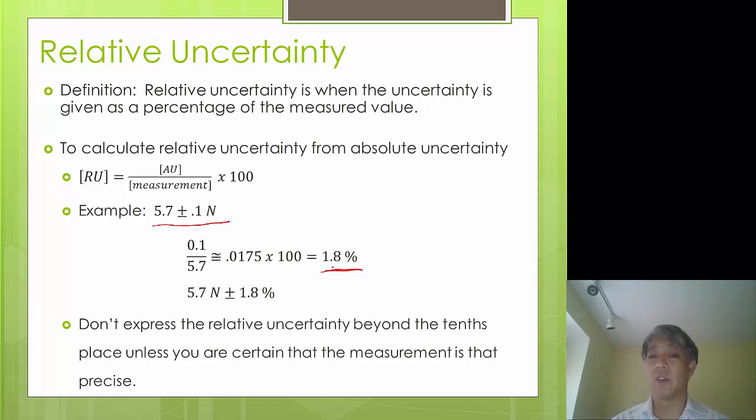Don't bother expressing your relative uncertainty beyond the tenths place. Okay, the equipment that we're using is just not that precise. Leave it at about the tenths place or 2 significant digits. Okay, but what's important to realize is that 0.1 newtons out of 5.7, that's not too bad. But if it was 1.0 plus or minus 0.1 newtons, now I'm all of a sudden up to 10% uncertainty. If it was 0.1 newtons plus or minus 0.1 newtons, now I'm up to 100% uncertain. That's not a real good measurement. And there will be times that that's what's going to happen with our measurements.